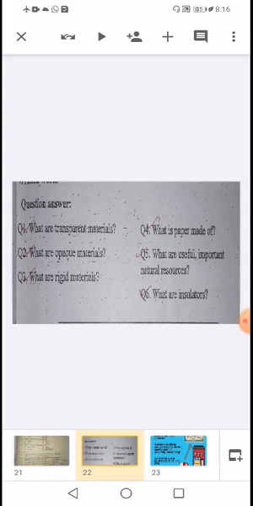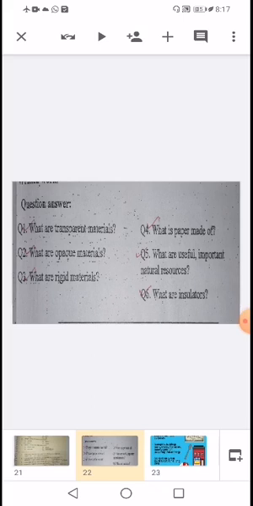What are rigid materials? The materials which cannot be bent easily are called rigid materials. Those which do not bend easily are called rigid materials. What is paper made of? Paper is made from wood fiber. Clear? Paper is made from wood fiber. Question number 5: what are the important natural resources? The important natural resources are air, water, land, forest, plants, animals, soil.